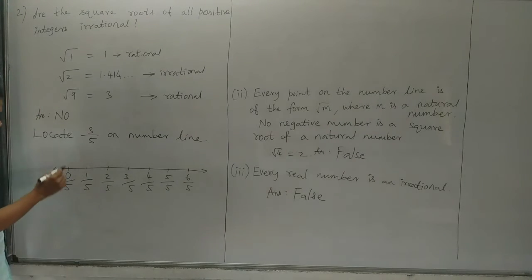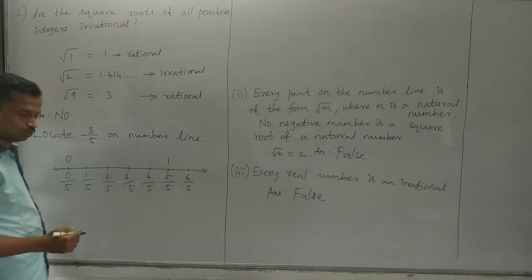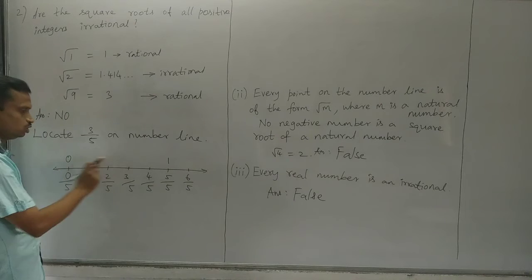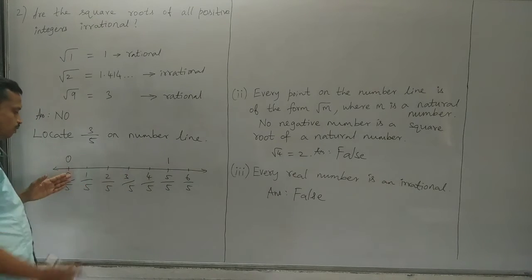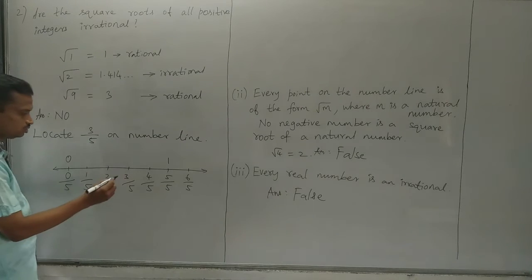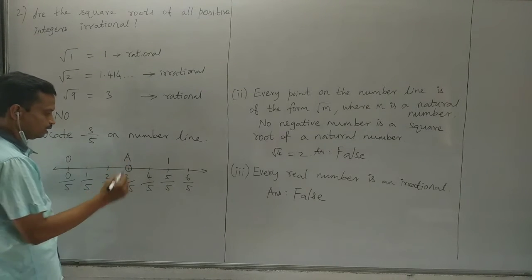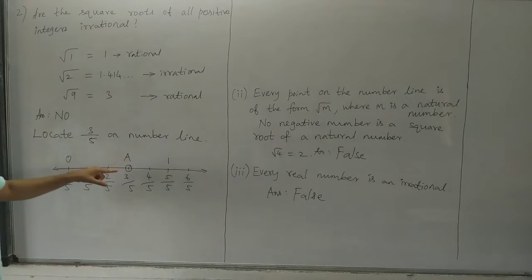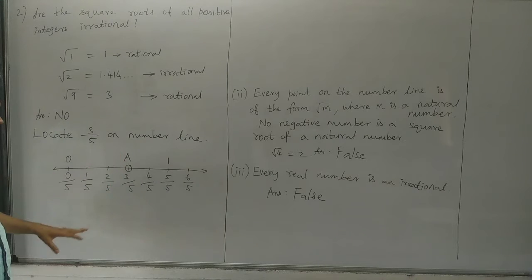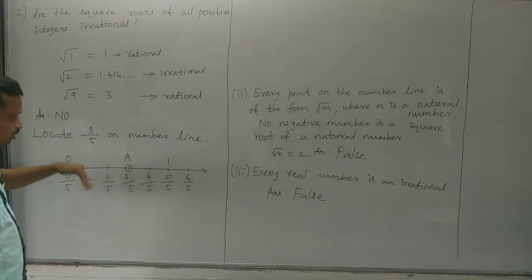Now 0 by 5 is what? 0. And after that, 5 by 5 is what? 1. So between 0 and 1, we have made 5 equal parts. And the question is, locate 3 by 5. Where is it? Here. Let it be A. So this point A on the number line represents 3 by 5. This is the way to locate the given rational number. You already studied this in 8th standard.